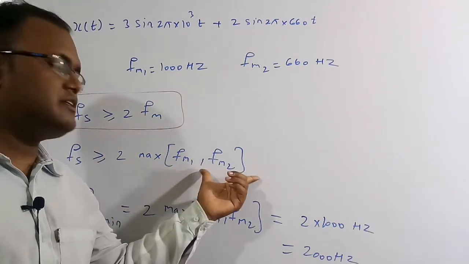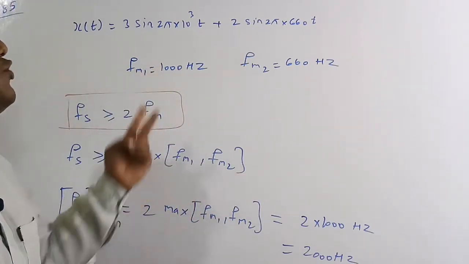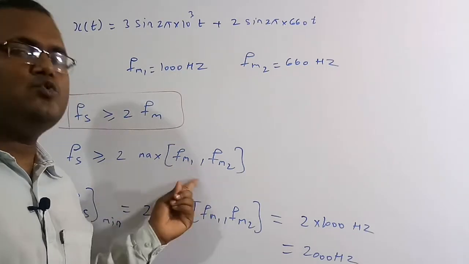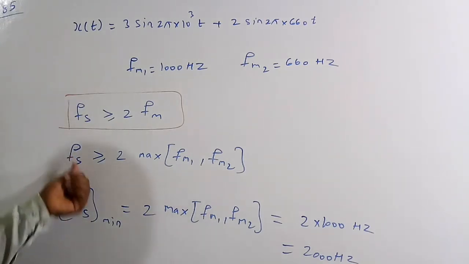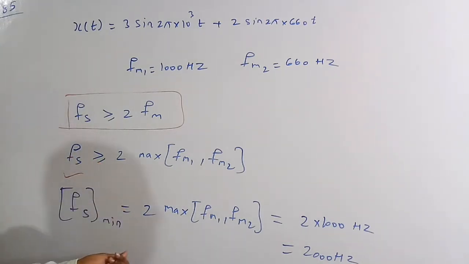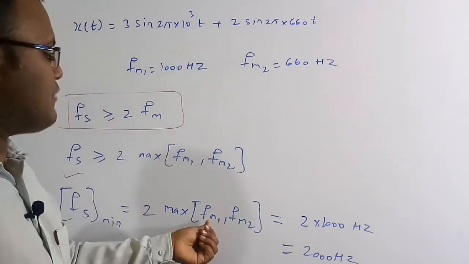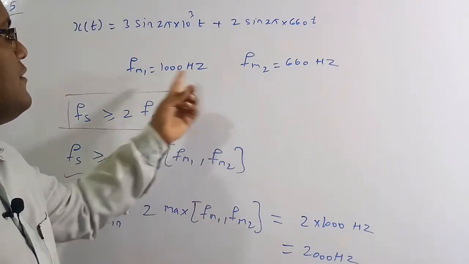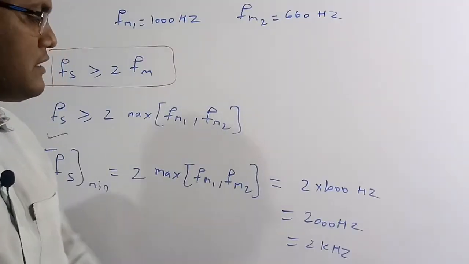Out of all these frequencies we need to take only the maximum value. In this example there are only 2 frequencies, so we need to consider only 2 components. We need to find the minimum signal sampling frequency, which is 2 into max of fm1 comma fm2. Out of these 2, the maximum value is 1000 hertz. So 2 into 1000 is 2000 hertz, also called 2 kilohertz.